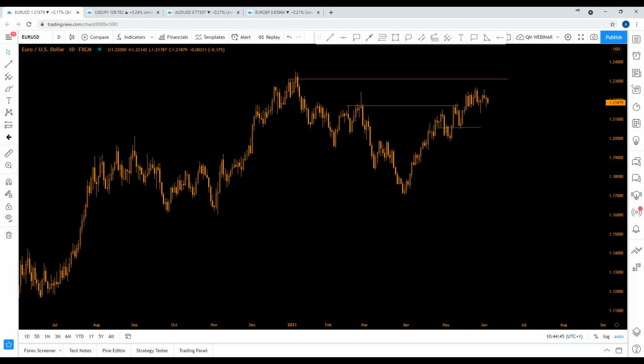So let me just check if there's any questions on this chart. Could you please look at the DAX H4? Will do, no worries.